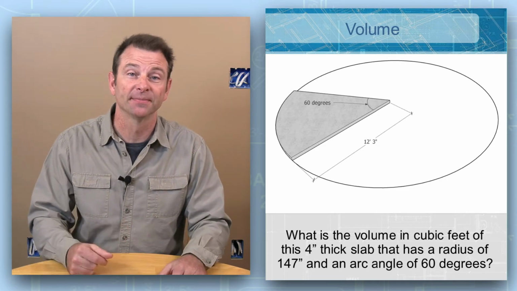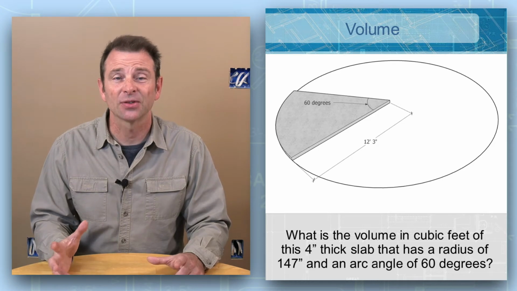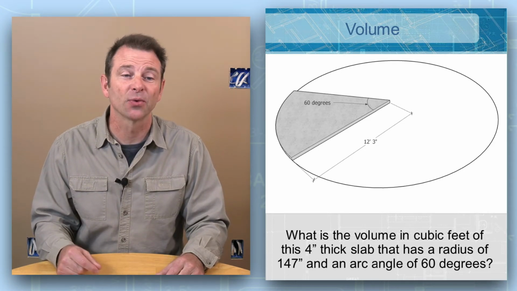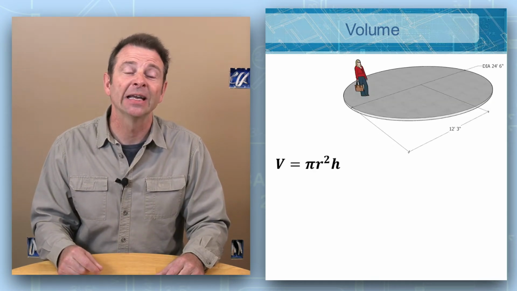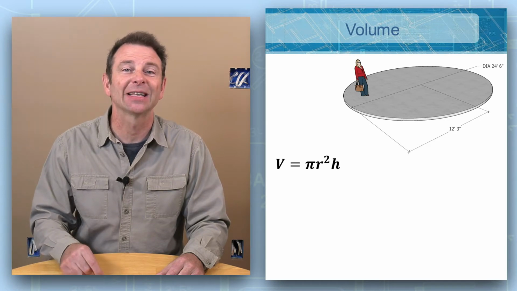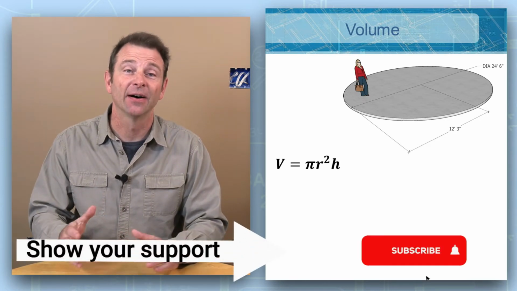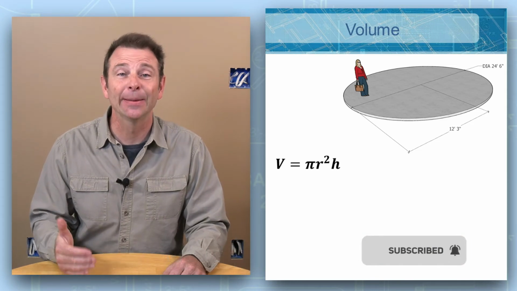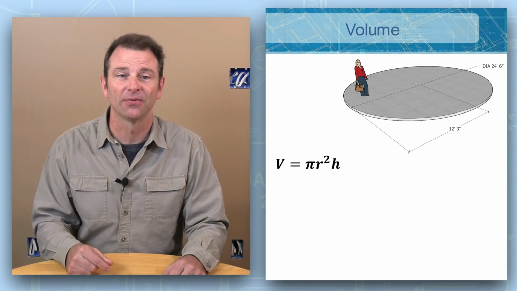of that full portion. To solve for this entire circular shape, we can use this formula: volume, or V, equals pi r squared times the height, or the thickness, of the slab. Let's go ahead and input some numbers and then solve for it.